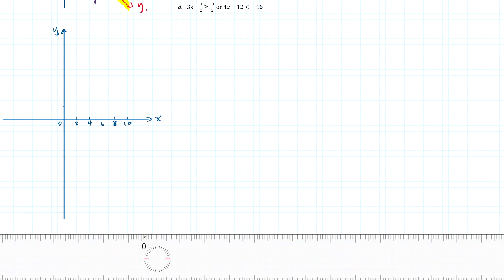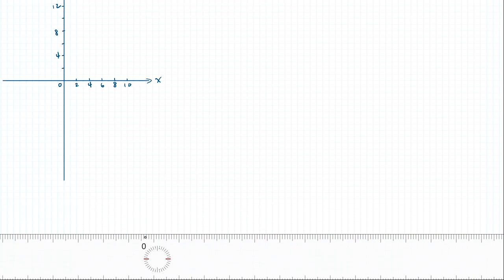And similarly for the y direction, we would have 4, 8, 12, and on the negative side, -4, -8, -12, and just enough for -16.